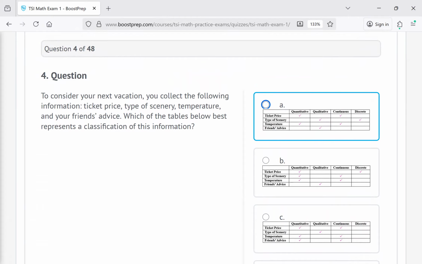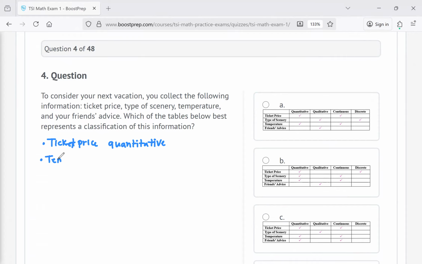Quantitative is a value that can be measured in a number. So I guess the ticket price is quantitative. And then temperature is a quantitative value, and it's also continuous because it can take on any value.